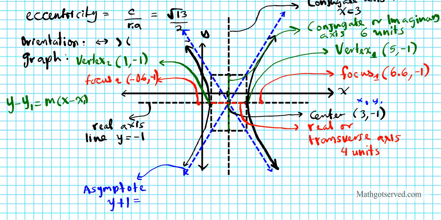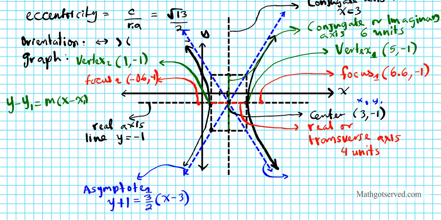Equals the slope of this line, which is the rise over the run. So going from this point right here to this point, we're going to rise 1, 2, 3, and run 1, 2. So the rise over run is 3 over 2. So it's going to be 3 over 2 times x minus x1. x1 is 3, so x minus 3. All right, so there you have it. That's asymptote 1.